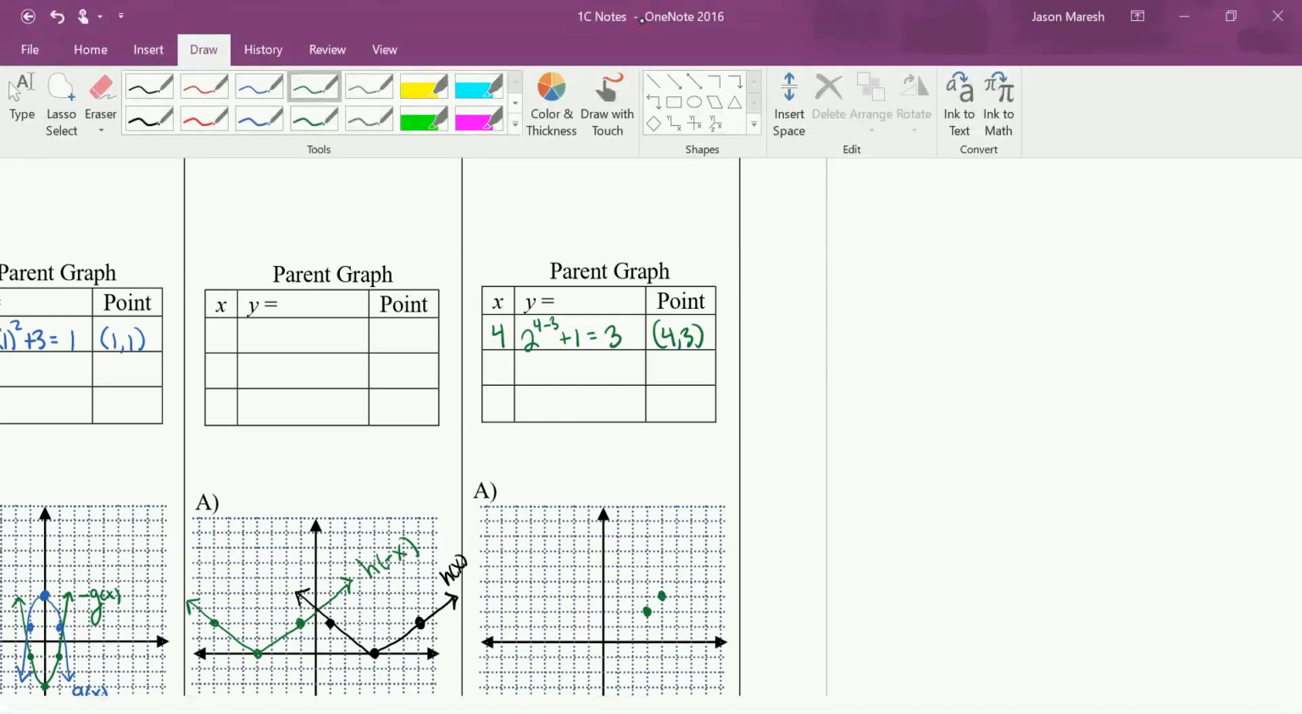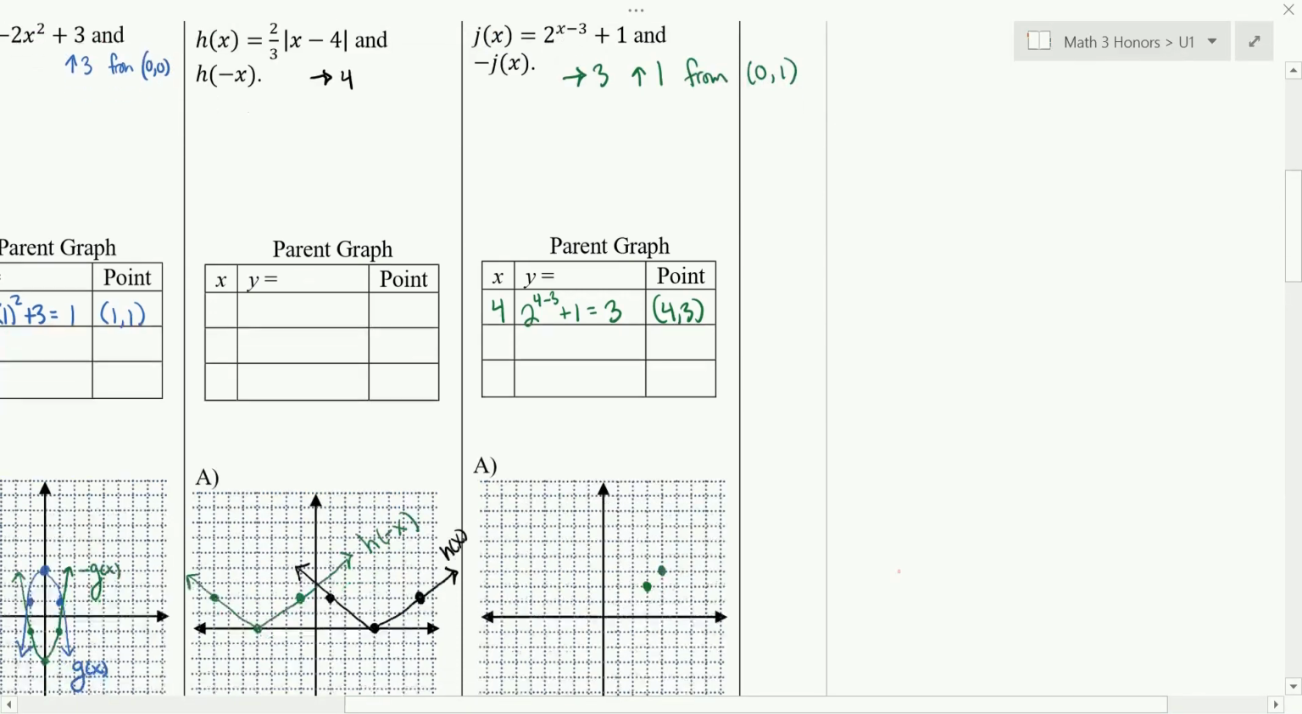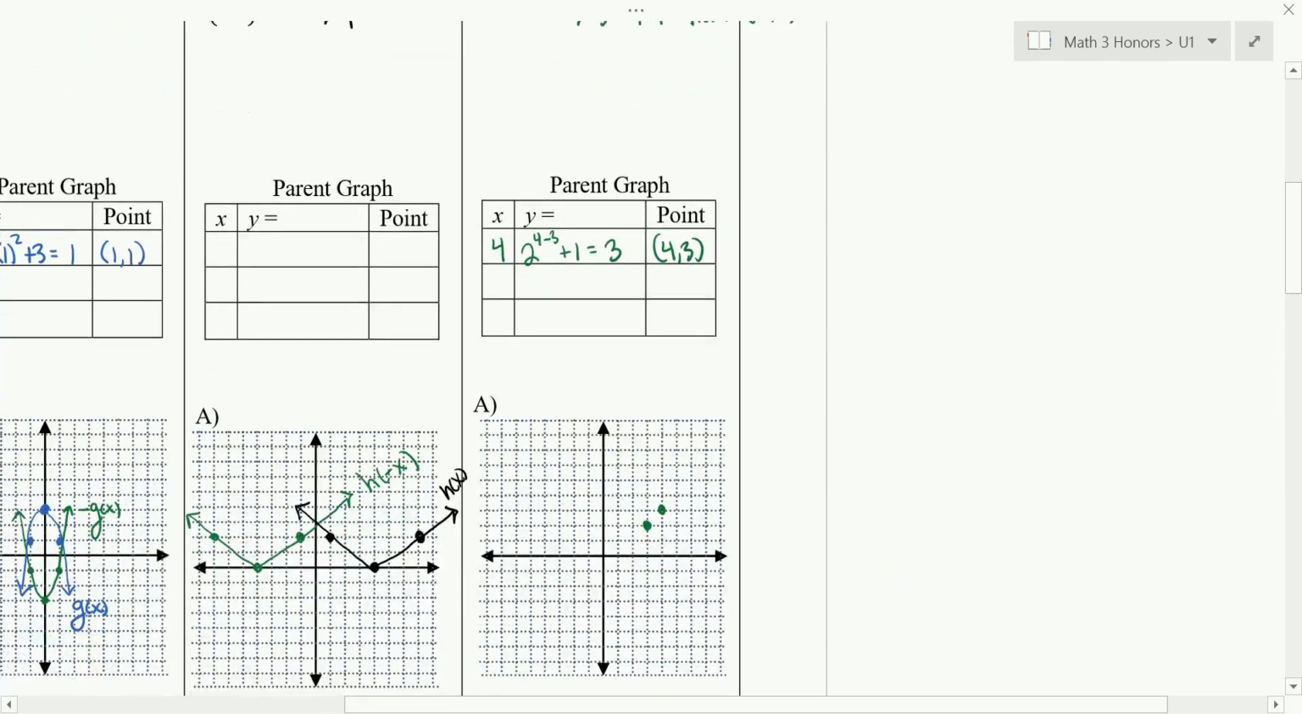So when I reflect it across the x-axis, where do I put it? 2 to the 3rd minus 3 is 3, negative 2. The other point at 4: 2 to the 4th minus 3 plus 1. So that's 1 plus 1. That's the point we were at.